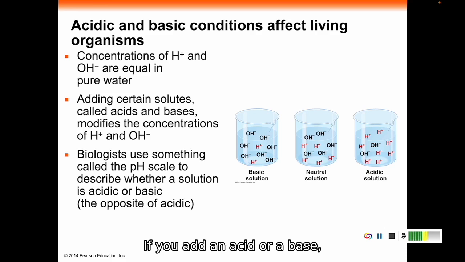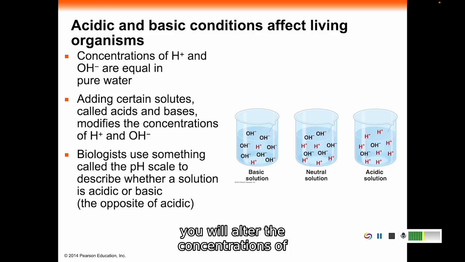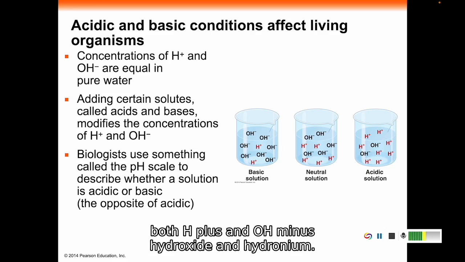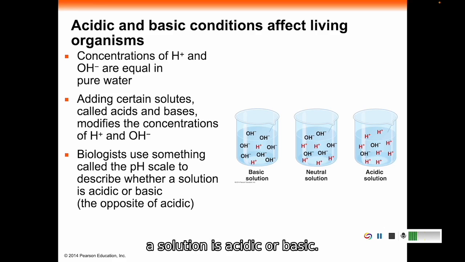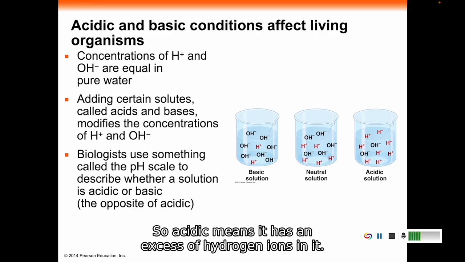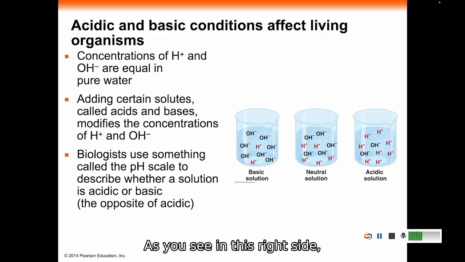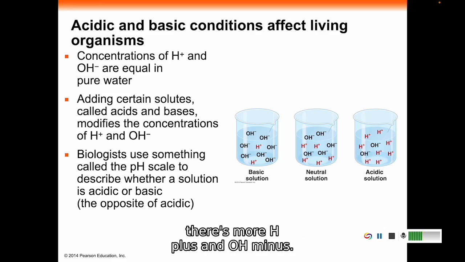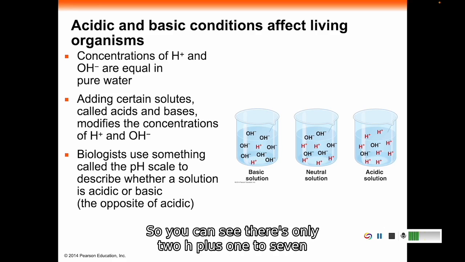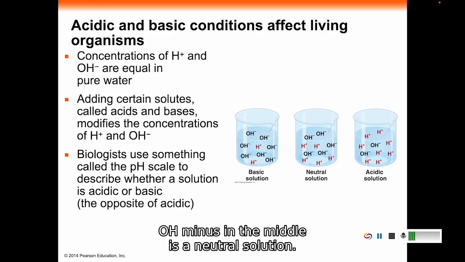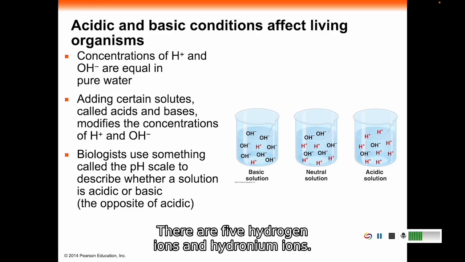If you add an acid or a base, you will alter the concentrations of both H+ and OH-, of hydroxide and hydronium. The pH scale will tell you whether a solution is acidic or basic. Acidic means it has an excess of hydrogen ions. As you see on this right side, there's more H+ than OH-. A basic solution is the opposite of acidic: you have fewer hydrogen ions than hydroxide ions. You can see there's only 2 H+ and 7 OH-. In the middle is a neutral solution, with 5 hydrogen ions and 5 hydroxide ions.